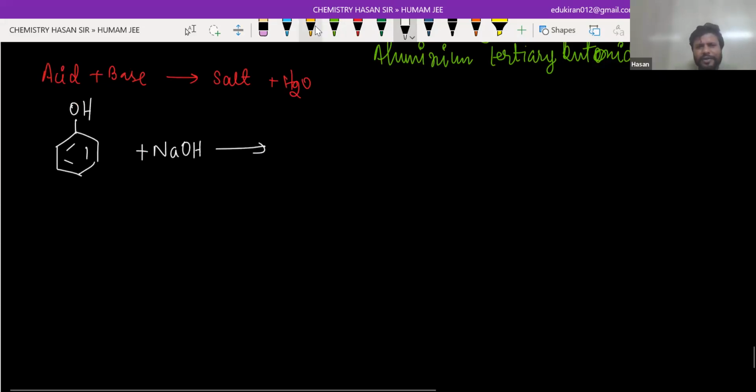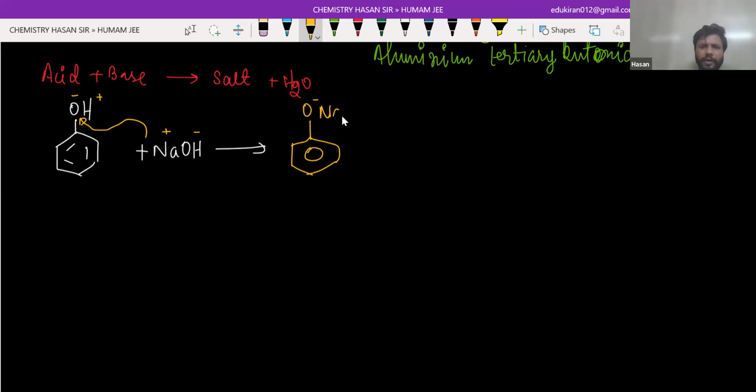So the reaction is very simple. This will have negative, this will have positive. This is acid, so H plus and negative. So this will be going to this. So this becomes basically phenoxide ion. This becomes basically O negative and Na positive, and it becomes phenoxide ion. Or we can write sodium phenoxide. Sodium phenoxide and water will be in the solution. Is that clear?